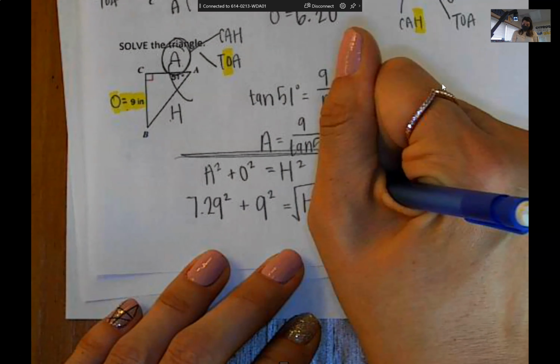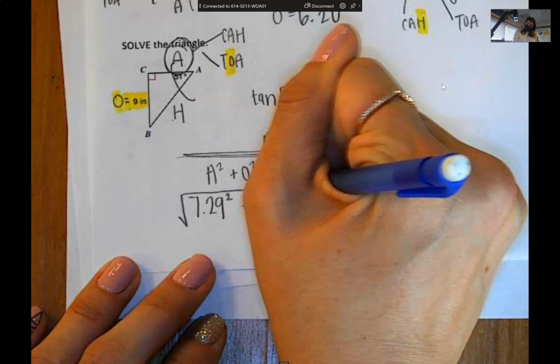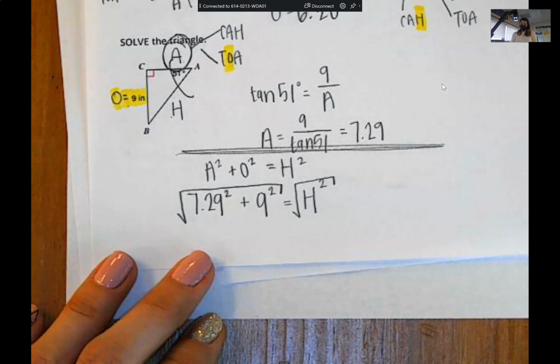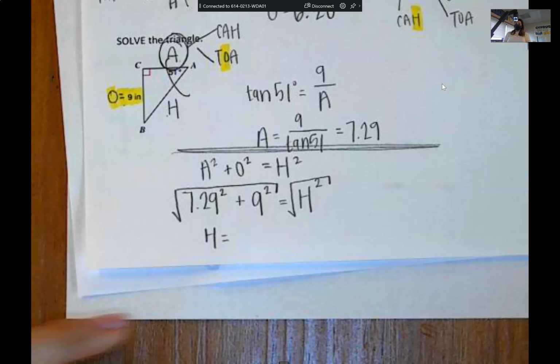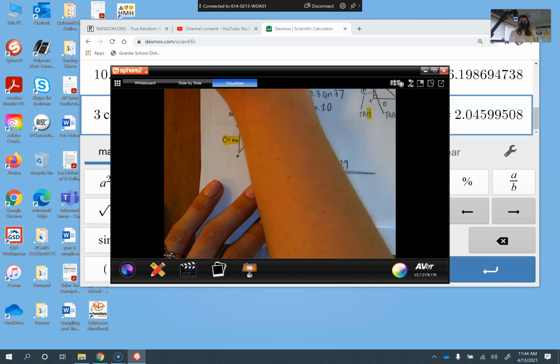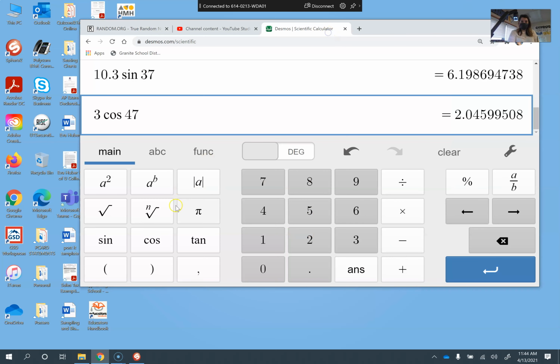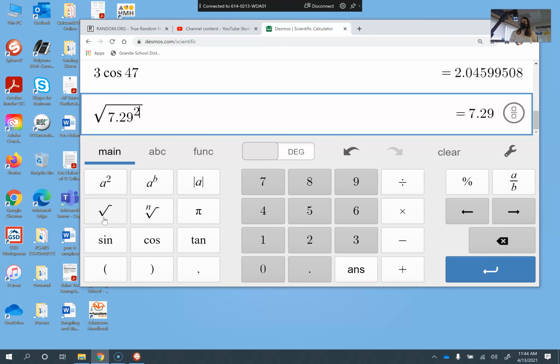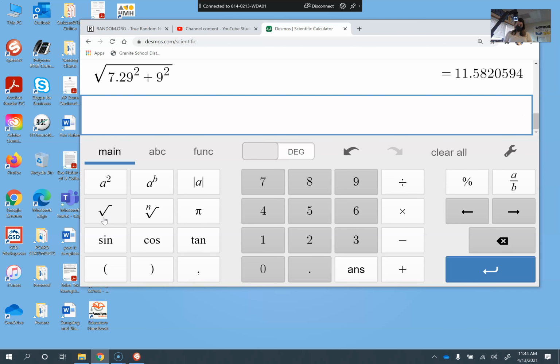To solve this, I find the root of both sides. So what I'm going to plug into Desmos is root button, 7.29 shift 6, 2 plus 9, shift 6 to enter. So my third side length is 11.58.